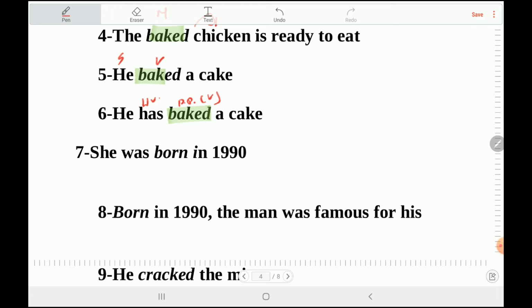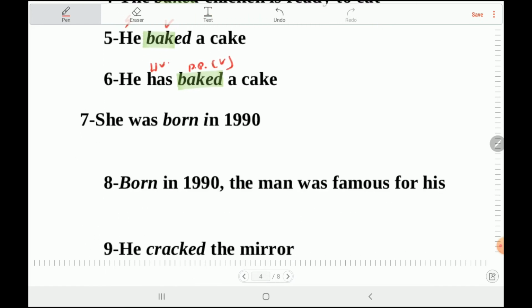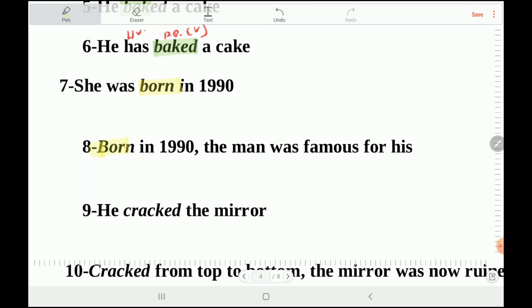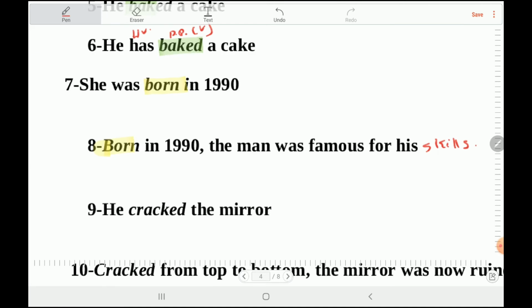Very good. Okay. She was born in 1990. Born in 1990. The man was famous for his skills, grammatical skills for example. Was born: helping verb, so this is a verb. But born alone, with no helping verb before it, is a modifier. You are modifying someone who was born in 1990. And what does the rule say? Directly after the comma place the subject. So born modifies the man.